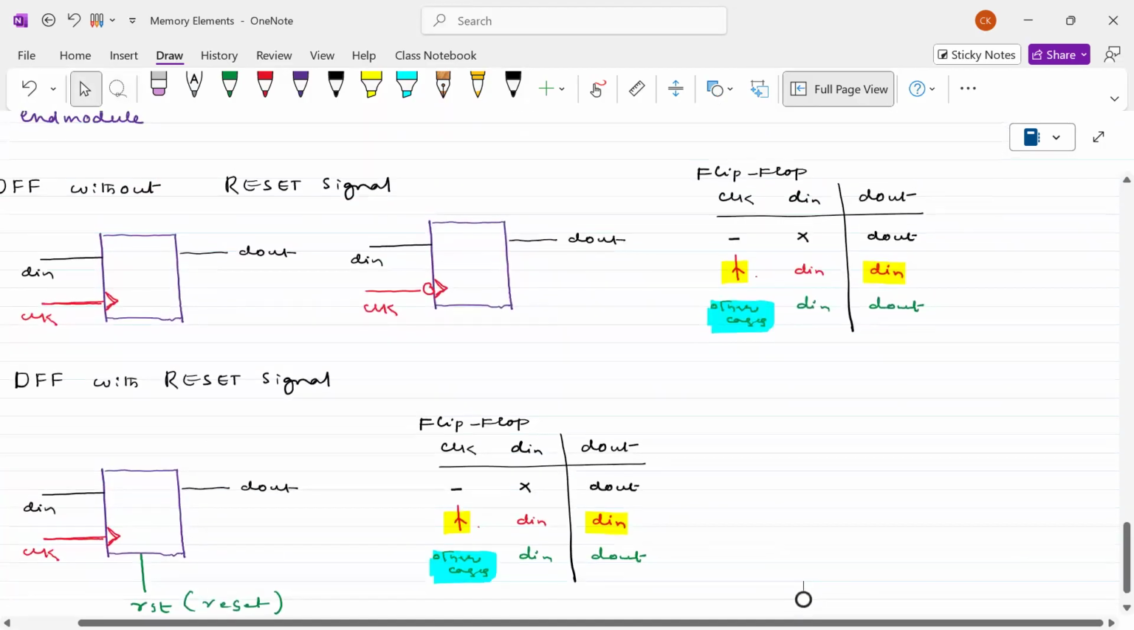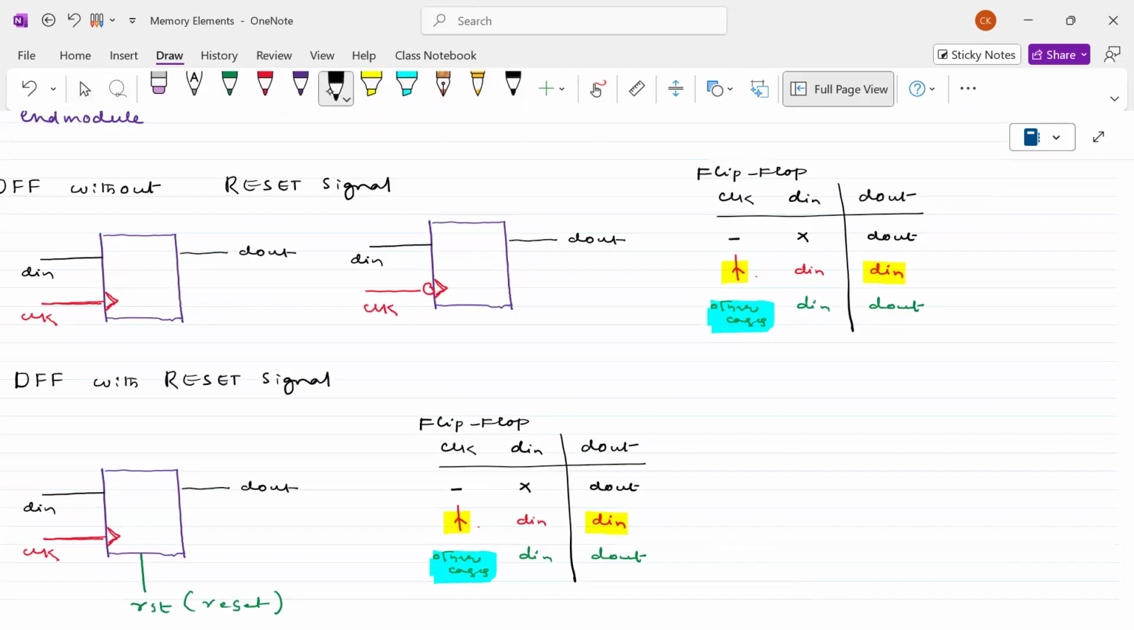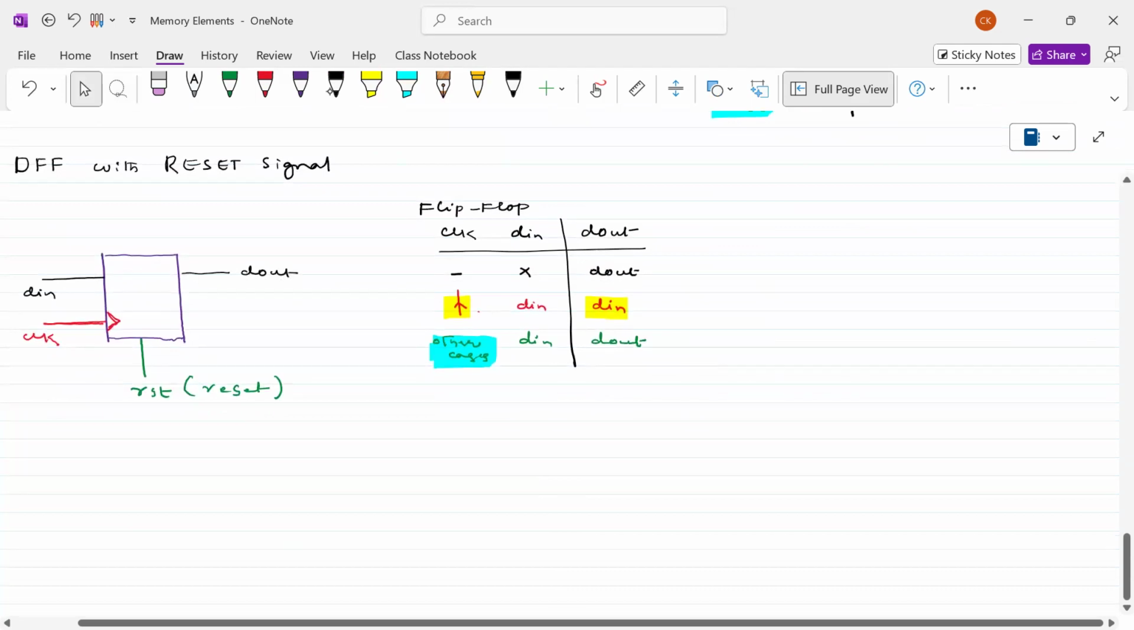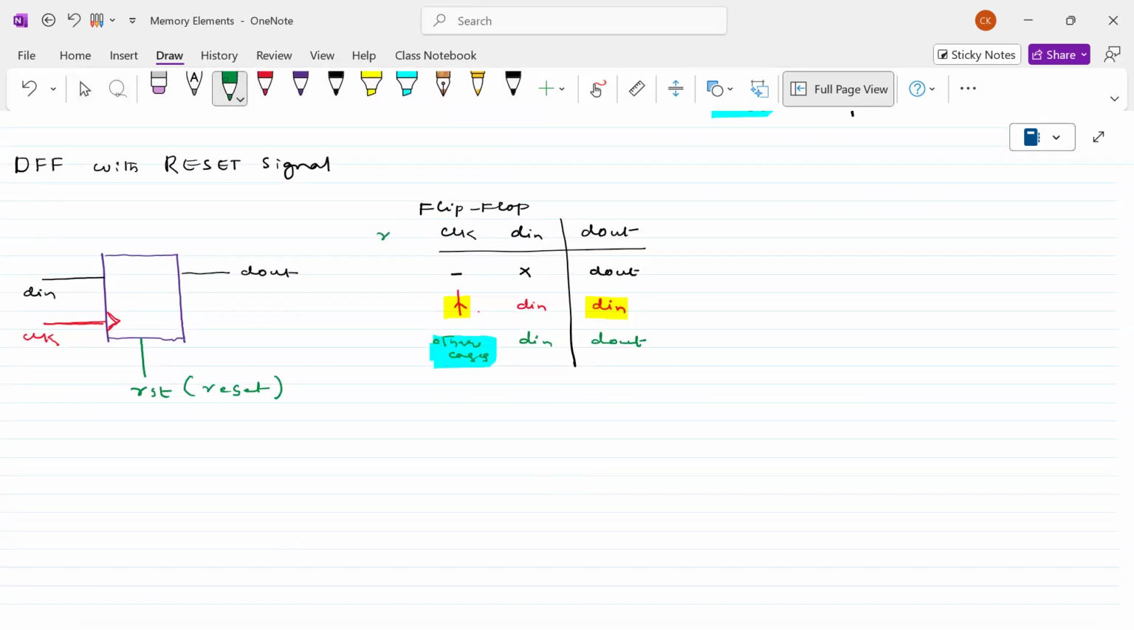Look at this point. If it is a negative edge, it should be negative edge. It's a transparency, right? Please remember this. Now, what additional thing do we have to add? The additional thing is RST, the reset signal. Again, if you're not using a reset signal, whatever the DN signal, the previous value will be there undoubtedly.